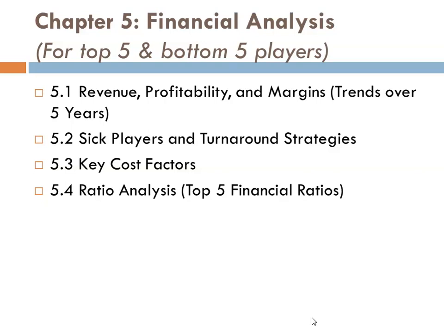Then sick players or turnaround strategies, if there are any. Identify the companies facing financial distress, like loss-making or struggling firms. Mention reasons for their decline, like high cost, cutthroat market competition, or regulatory fines, etc. You can discuss turnaround strategies like restructuring, cost cutting, mergers, acquisitions, or government assistance, etc.